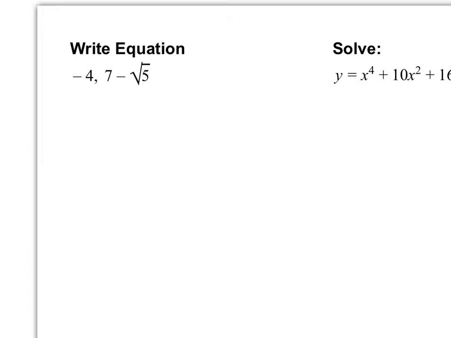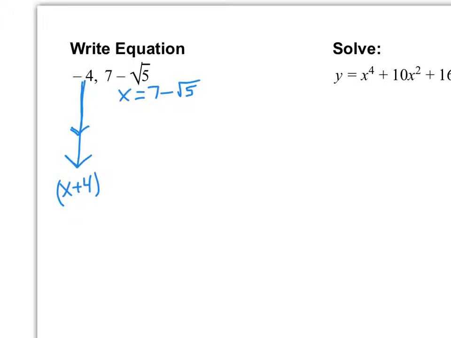Okay, so when we're solving equations, or writing equations rather, you want to look and see if you have any rational roots. Rational roots means I don't have any square roots, I don't have any i's. If I do, like I do right here, I am going to bring an arrow down, skip some space, and change that to a factor. So instead of negative 4, it's going to be x plus 4. I'm going to need that in a little while. And then this other one, I am just going to say x equals 7 minus square root of 5.